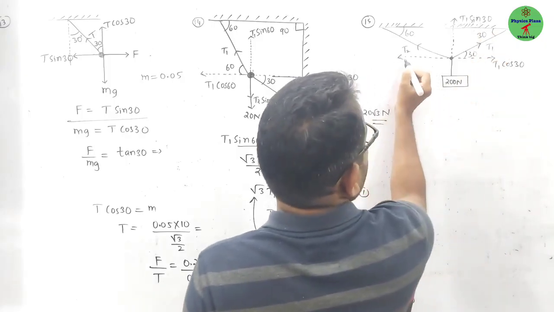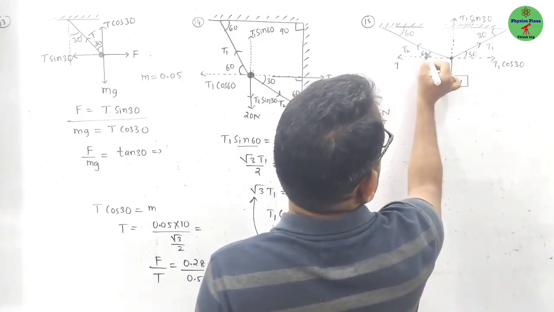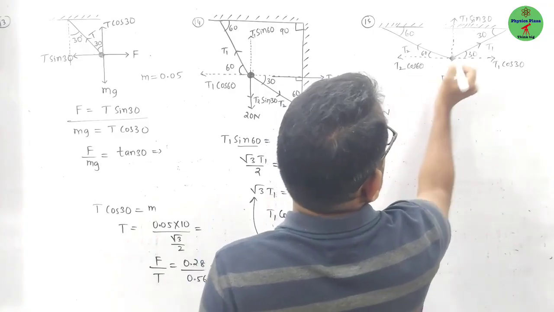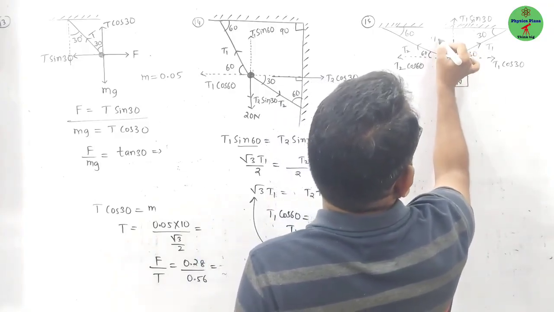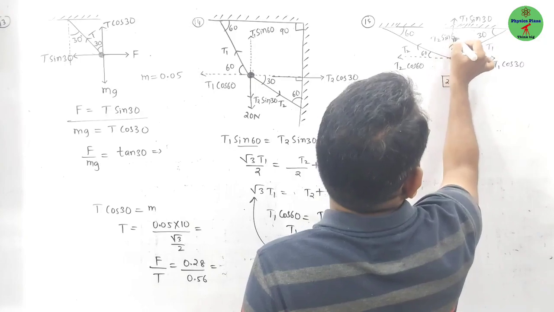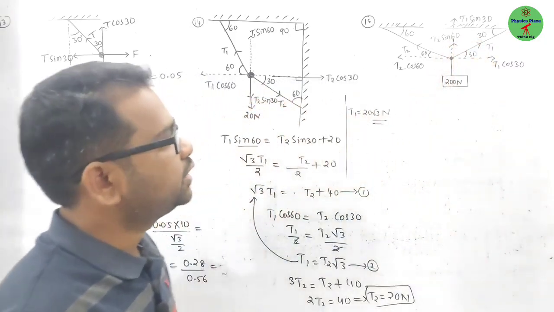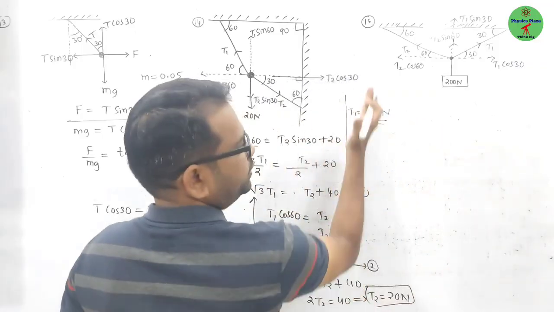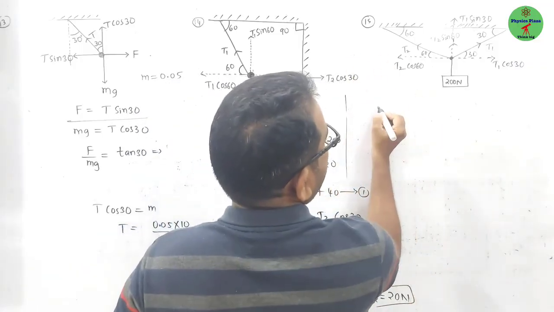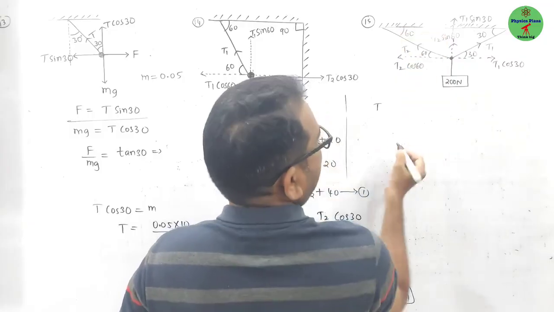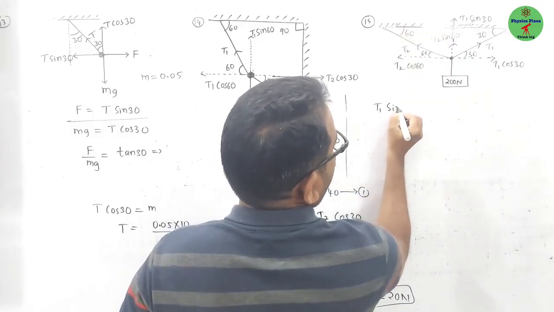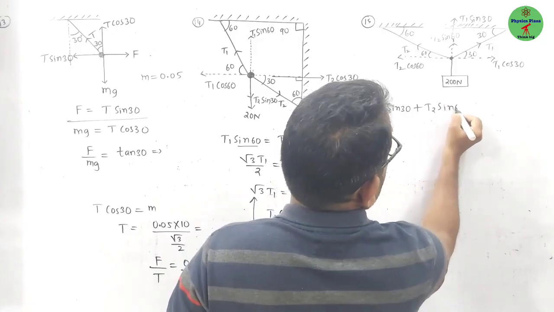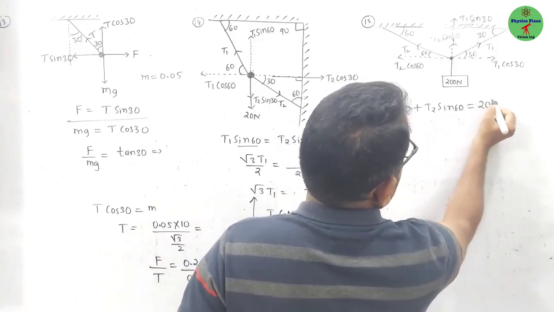Now this is 60, right? Here is 60. T2 cos 60, and here vertically T2 sine 60. Now in equilibrium, children, along the vertical axis, T1 sine 30 plus T2 sine 60 is equal to 200 Newton.